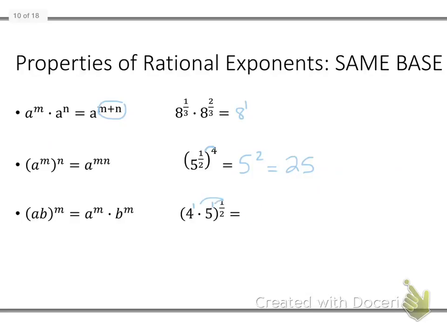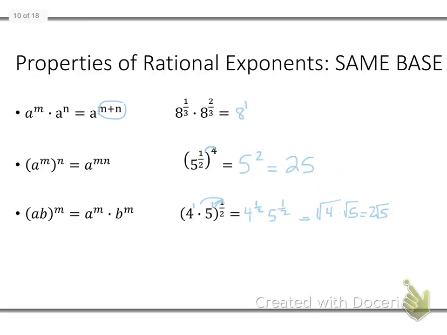Oops, that's supposed to be a 4. And then 1 times 1/2 again is 1/2. Okay, if I rewrote this, it would be square root of 4 times square root of 5. Square root of 4 is 2. So I could keep simplifying that one if I needed to.